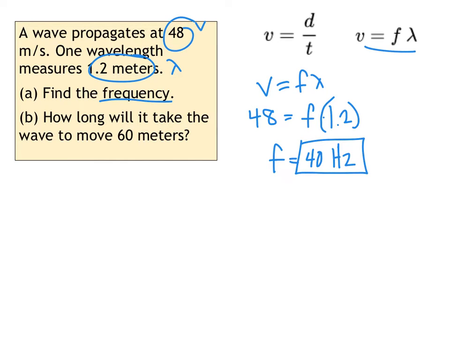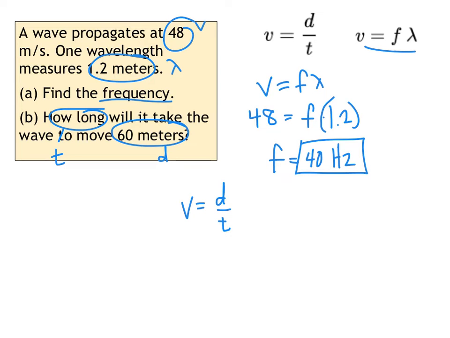And then part B, how long will it take the wave to move 60 meters? How long refers to a time. And this 60 meters is the distance that wave is moving. And so we'll use the first equation here. v is equal to d over t.